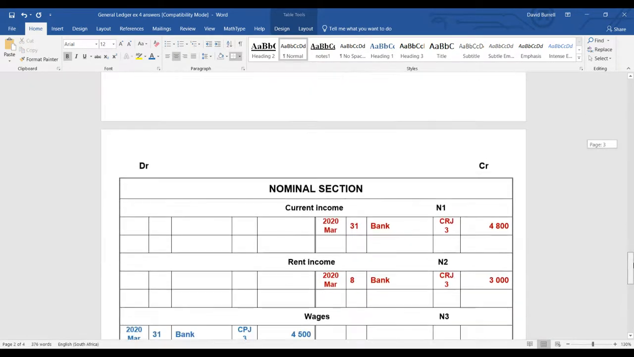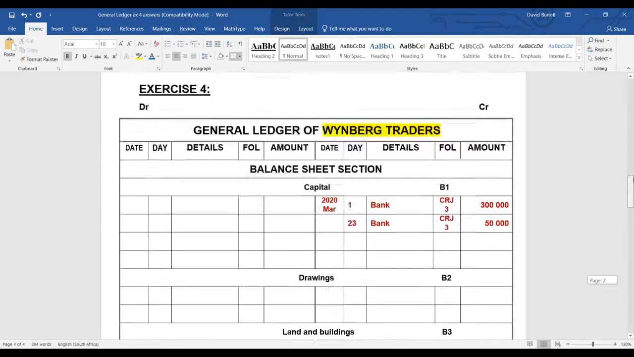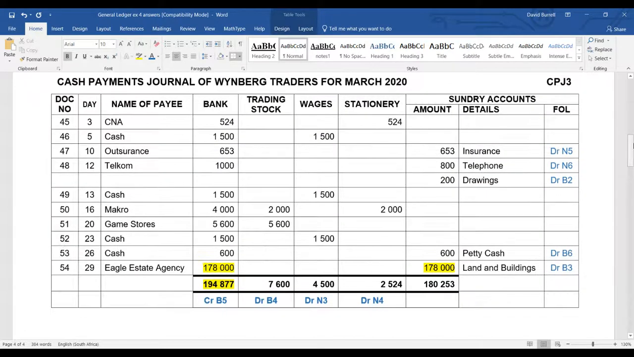So let's go down here. So it's just after the wages account. Let me put my amount in, 2,524, and it is 2020 March 31st. Column total, so that's why it's the end of the month. Bank. It's from the cash payments journal of March, CPJ3. Okay, so that was our column totals for our cash payments journal. We've done all of them.